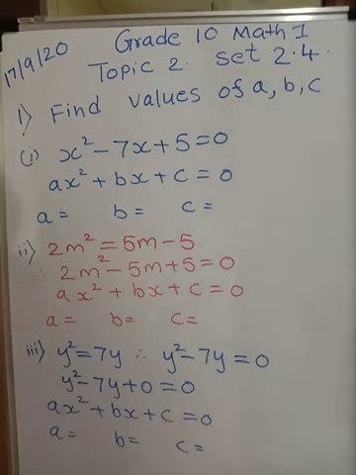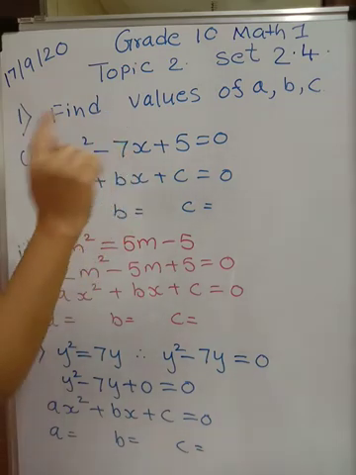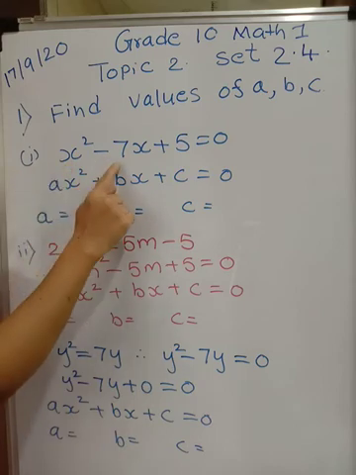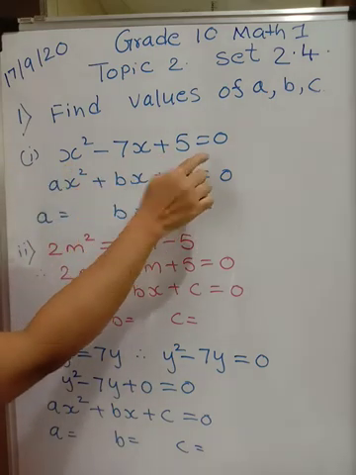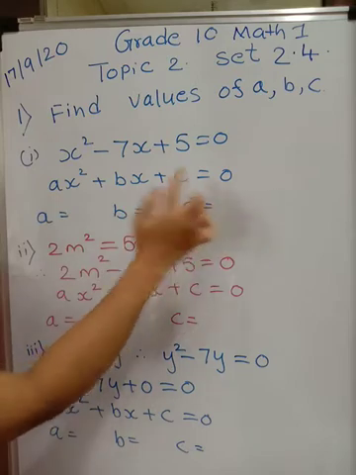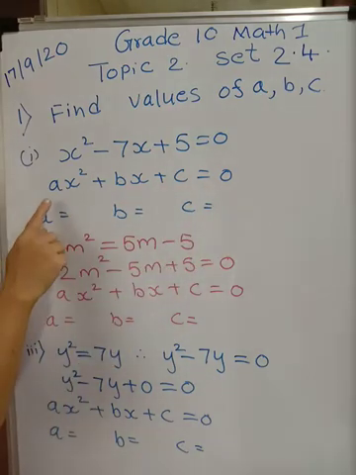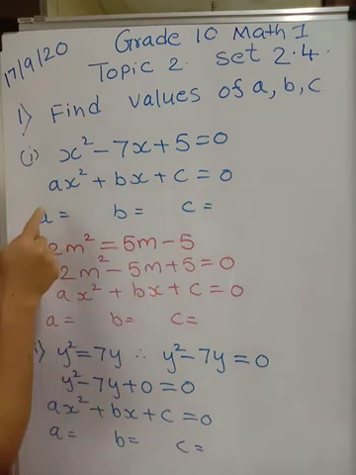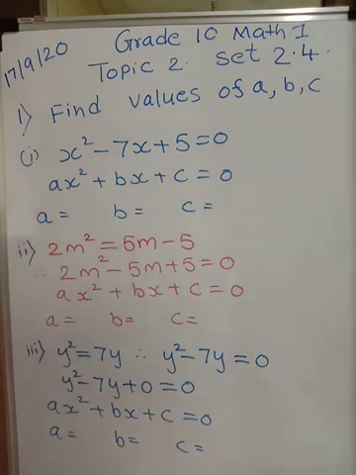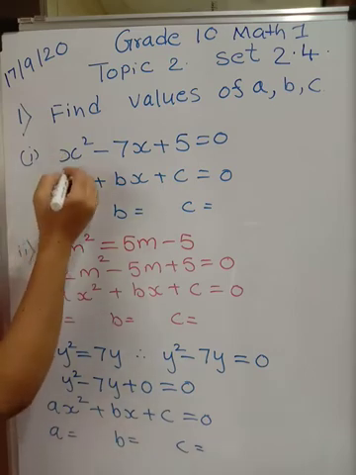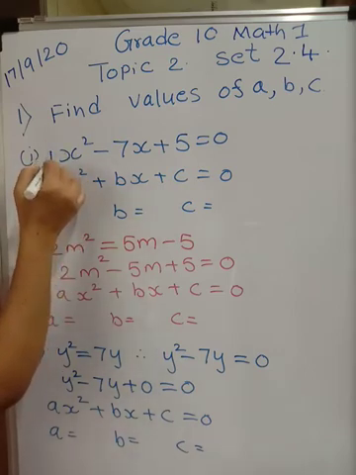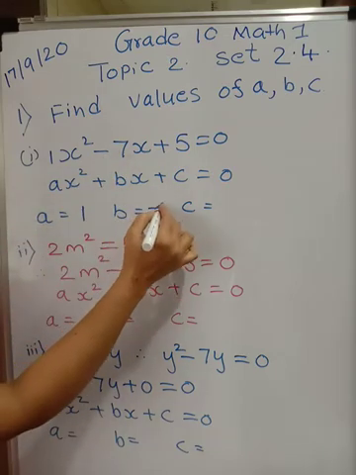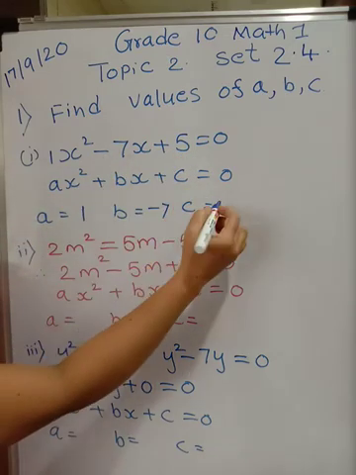Before solving the problem, there is a small exercise in 2.4. We have to find the values of a, b, c. The first equation is x square minus 7x plus 5 is equal to 0. Compare this equation with the standard quadratic equation, ax square plus bx plus c is equal to 0. Now we have to write the values of a, b and c. Very easy. What is a? Nothing is written with x square, so 1 will be there. So the value of a is 1. B corresponds to minus 7, and c corresponds to plus 5.